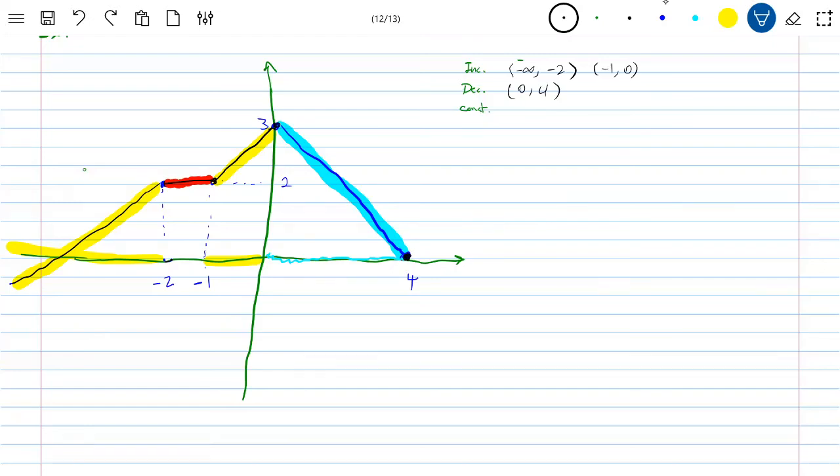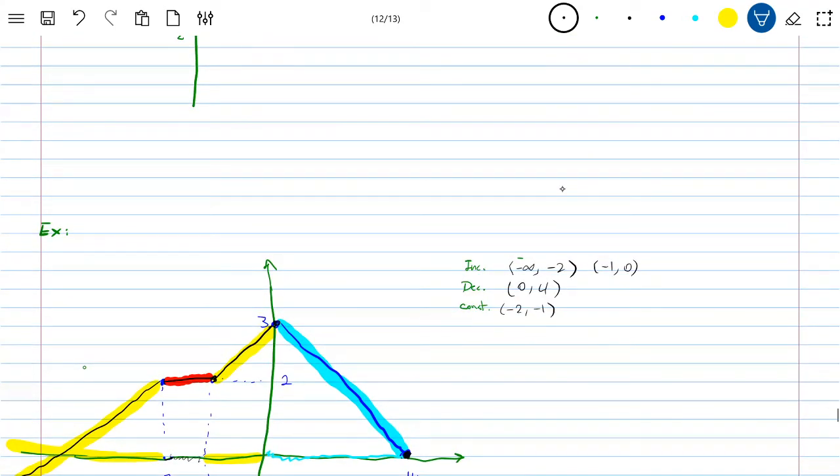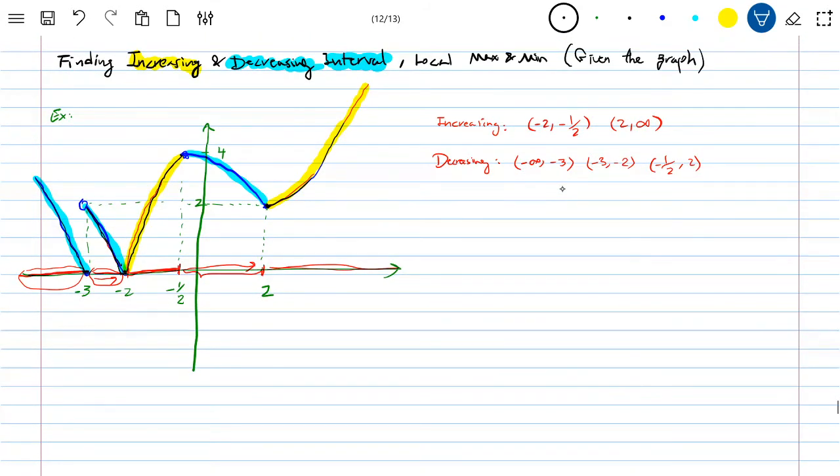How about constant? Constant is the red section where the y value is fixed. It's always 2. The constant is in this middle part from negative 2 to negative 1. This is where the function is constant. It's an interval from negative 2 to negative 1, all those x values. Okay, so this is the increasing and decreasing. It shouldn't be difficult based on the graph. And there's one more thing that we want to discuss.